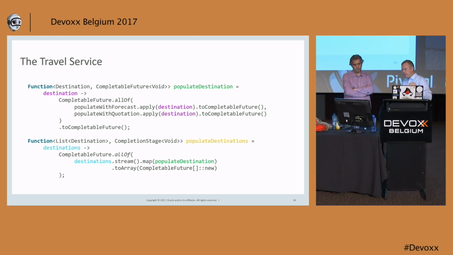So in fact, we have three levels of completable futures. First, and we just saw the first two, the first level is to update all the destinations.